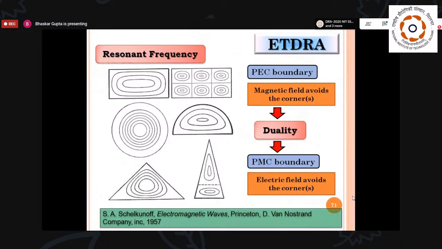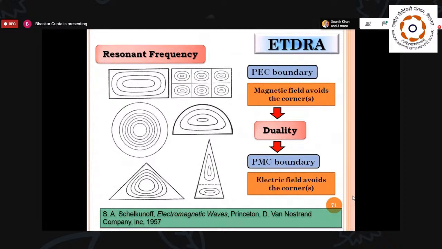From the original works of Schelkunoff, what did Schelkunoff show? That electric field avoids corners. If the boundaries are PEC, you get looping type of behavior because the fields avoid corners. I should say loop, but the fields try to bend there. So when you have PMC instead of PEC, you see the magnetic fields avoided the boundary in case of PEC. So by invoking duality, we are sure that the electric field should avoid the corner. This is the phenomenon which was not accounted for.